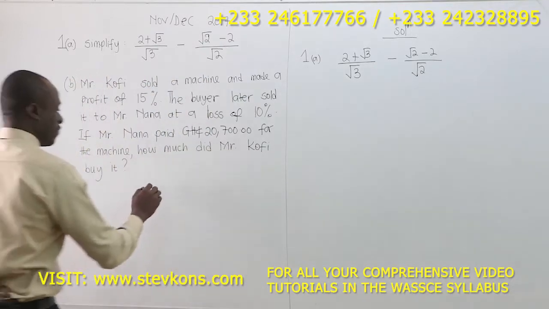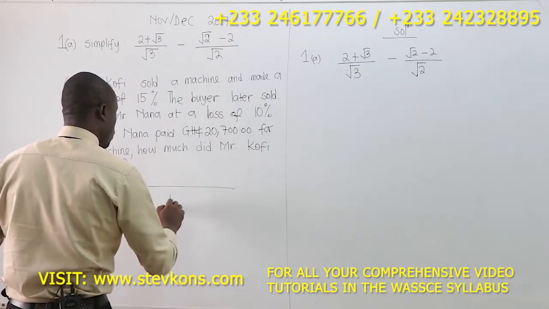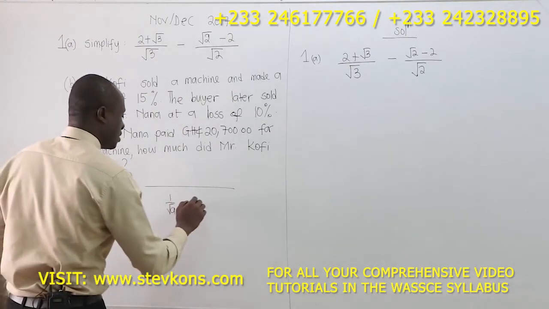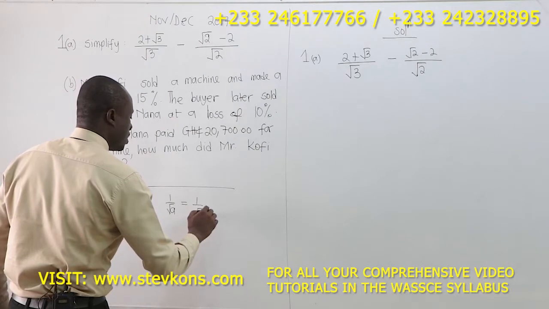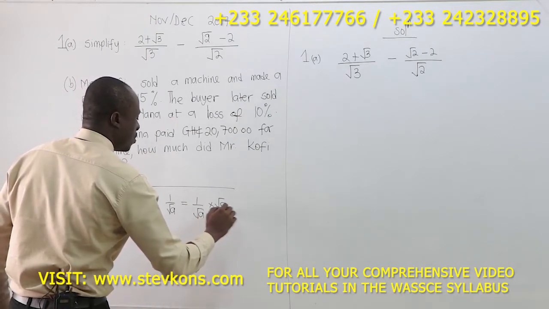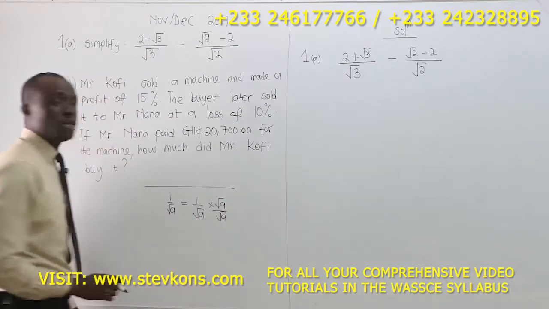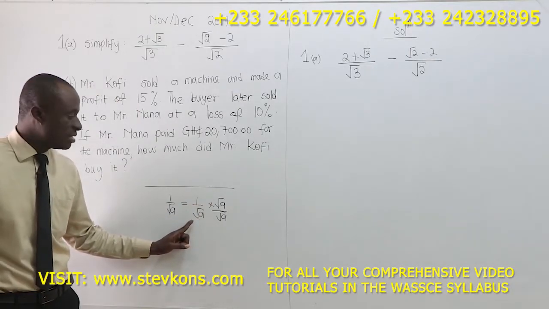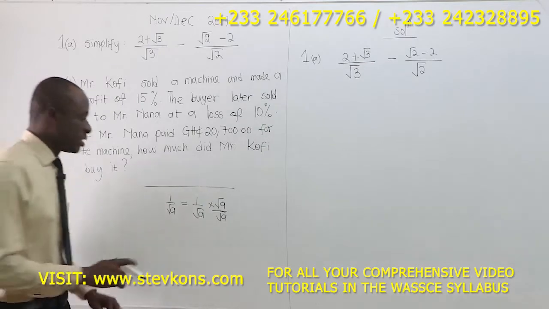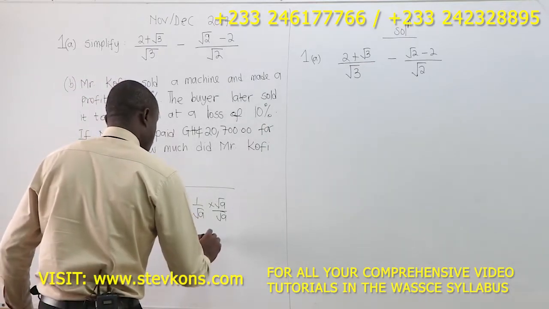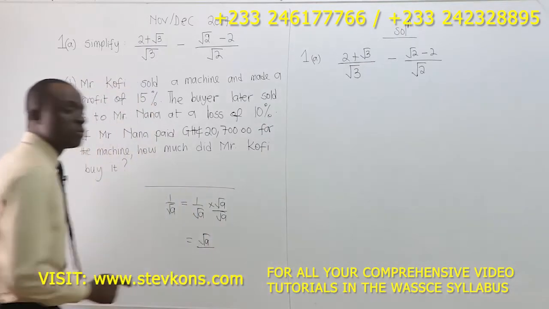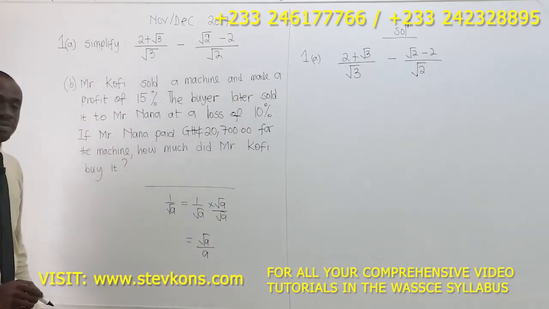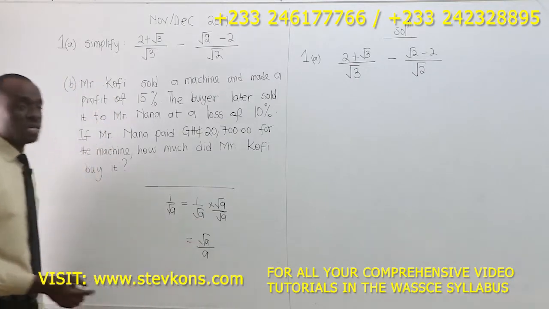Okay, so for us to rationalize, if you have 1 over root a and you want to rationalize, this is just 1 over root a times root a over root a. So you multiply top and bottom by the denominator. So here 1 times root a is root a, and then root a times root a is a, from the laws of surds. Root a times root a giving us a.